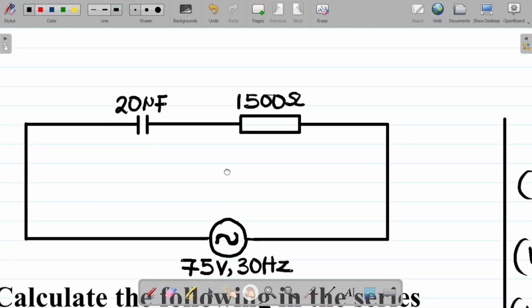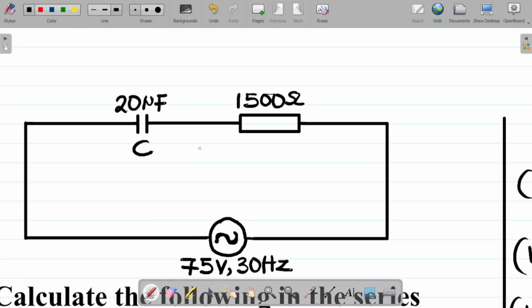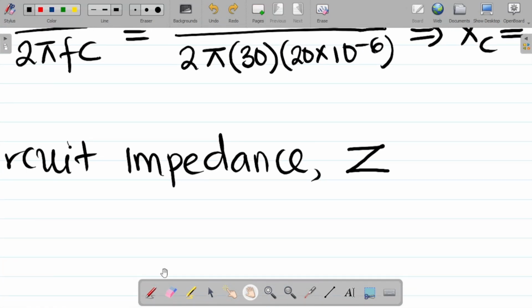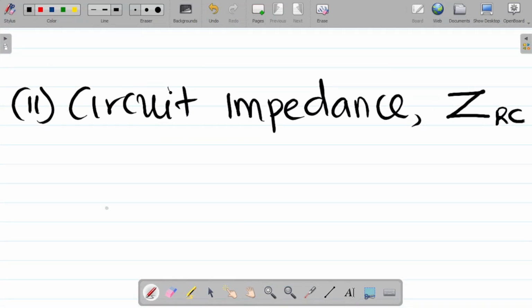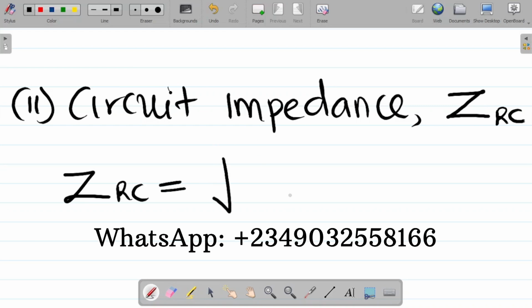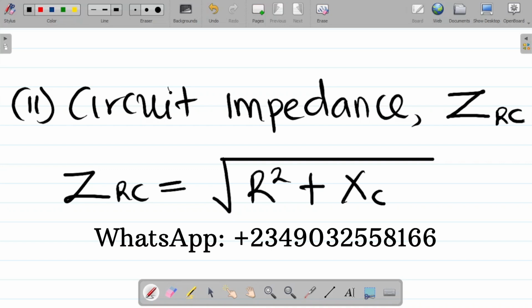The elements majorly here are the capacitor, that's this one here, and the resistor. In essence, the impedance becomes the impedance for the resistor and capacitor. So it becomes ZRC, R for resistor and C for capacitor. That's the circuit impedance. Now, what's the formula for this? For a resistor capacitor circuit, ZRC, the impedance is equal to the square root of R squared plus XC all squared.